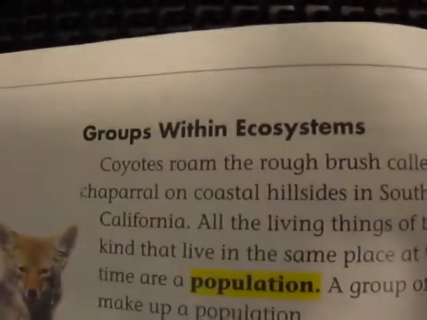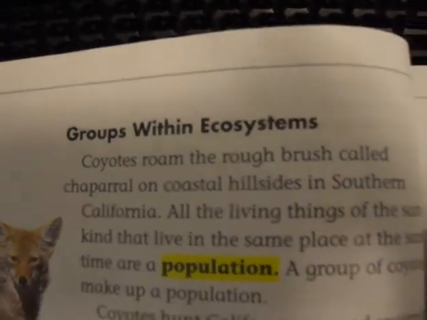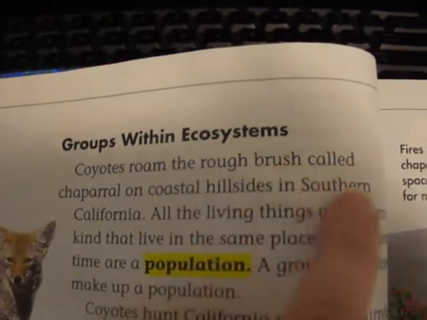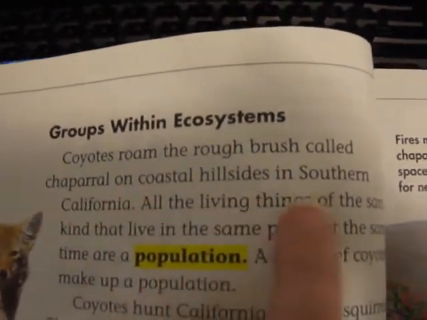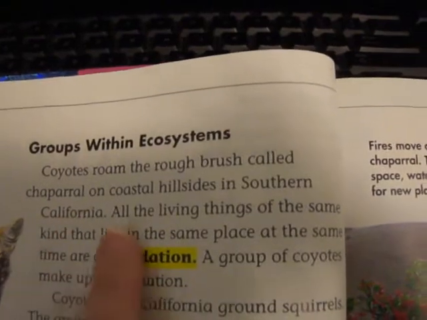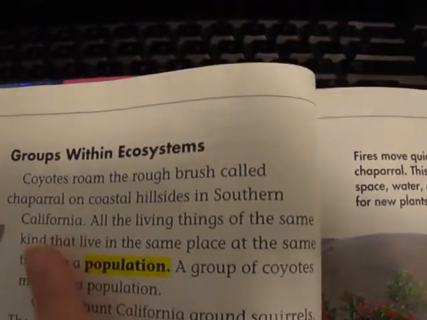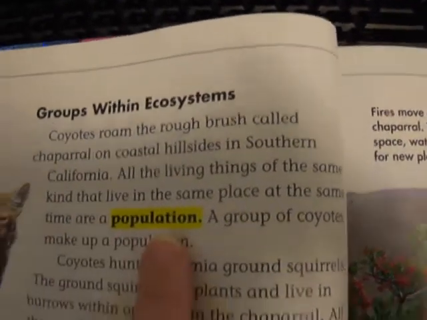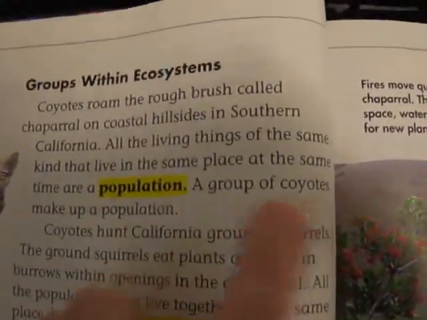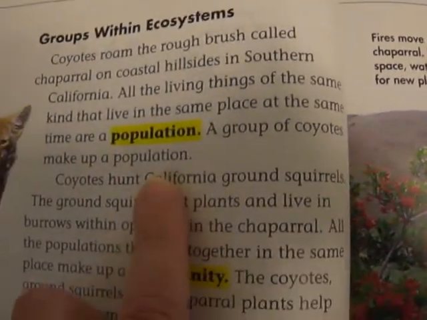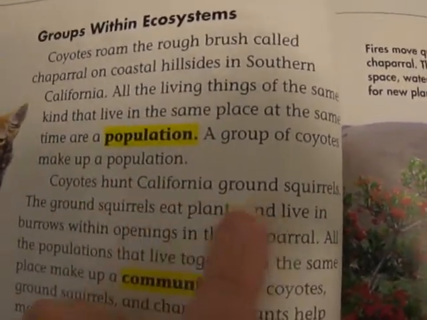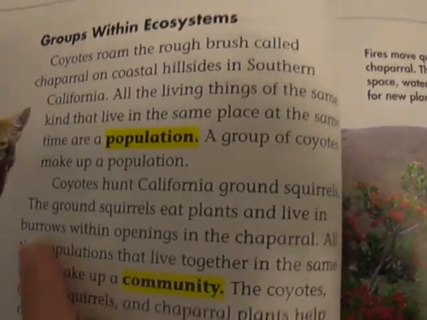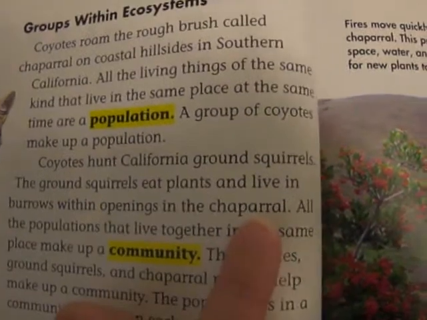And then on the next page, we have groups within ecosystems. Coyotes roam the rough brush called chaparral on coastal hillsides in Southern California. All the living things of the same kind that live in the same place at the same time are a population. A group of coyotes make up a population. Coyotes hunt California ground squirrels. The ground squirrels eat plants and live in burrows within openings in the chaparral.